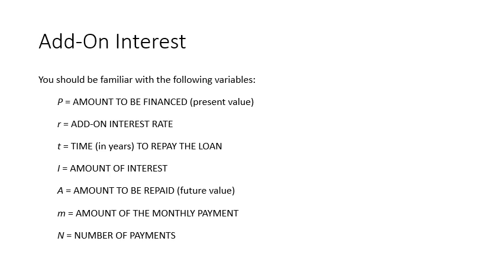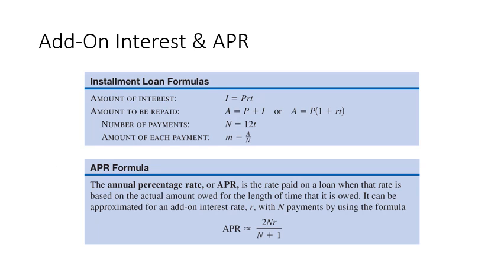So here are a few slides that came from the lecture notes that you're going to make sure that you need to have. So if you want to just copy these down or print them out, but you're going to need to know all of these variables for add-on interest. And then you're going to need to know these installment loan formulas, the amount of interest to be repaid, number of payments. You're going to need to know the APR formula.